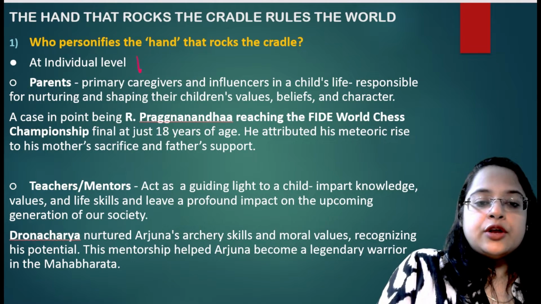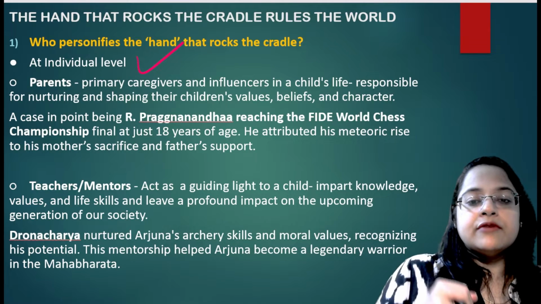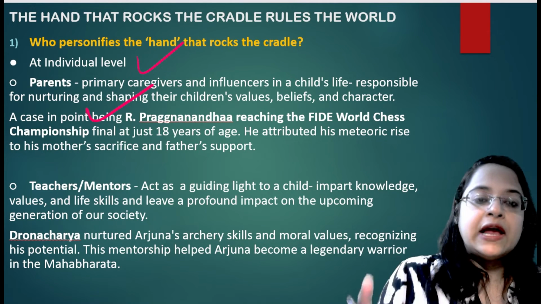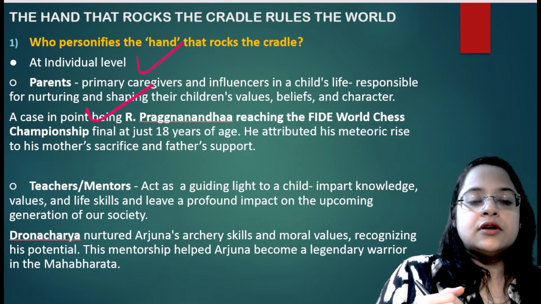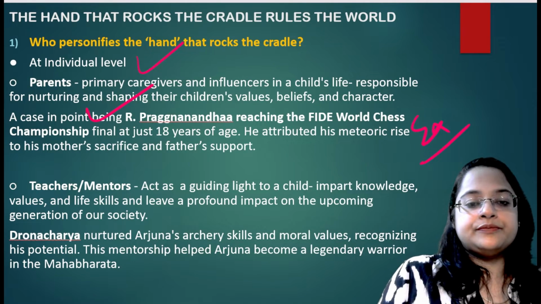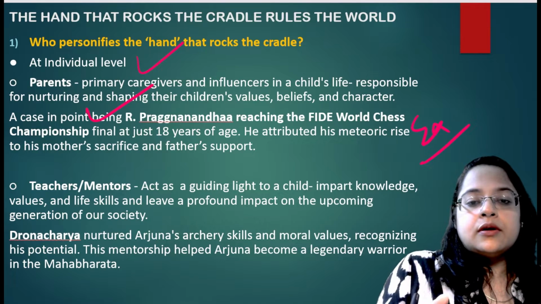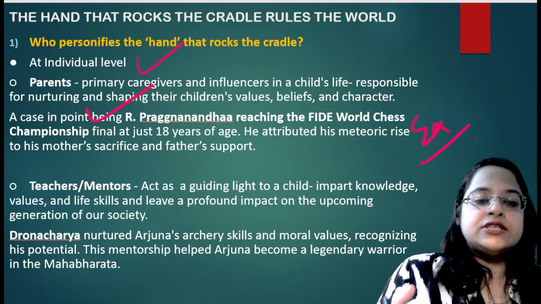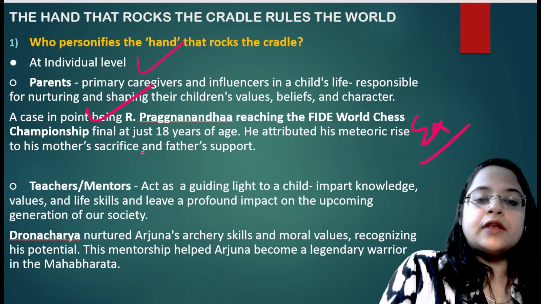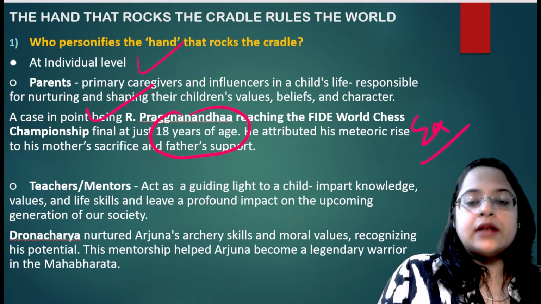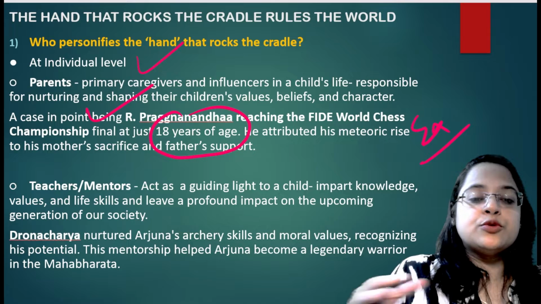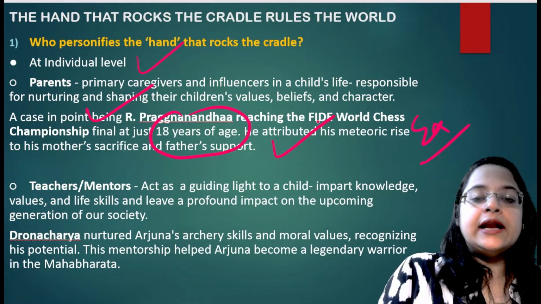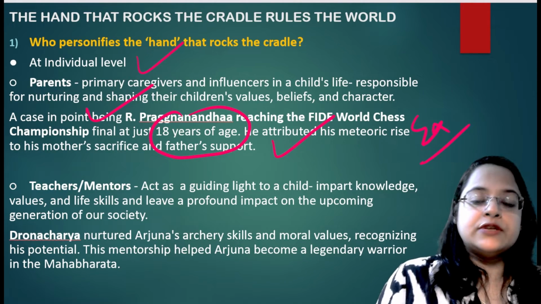Then at the individual level, you would say that the parents are the primary caregivers who influence the child's life. They're responsible for nurturing and shaping their children's values, belief system, their character. You can take an example over here. Praggnanandhaa reached the FIDE World Chess Championship final at just 18 years of age. And thereafter he attributed his meteoric rise to his mother's sacrifice and father's support all through. So this highlights the importance of parents' influence on the nurturing of the child.